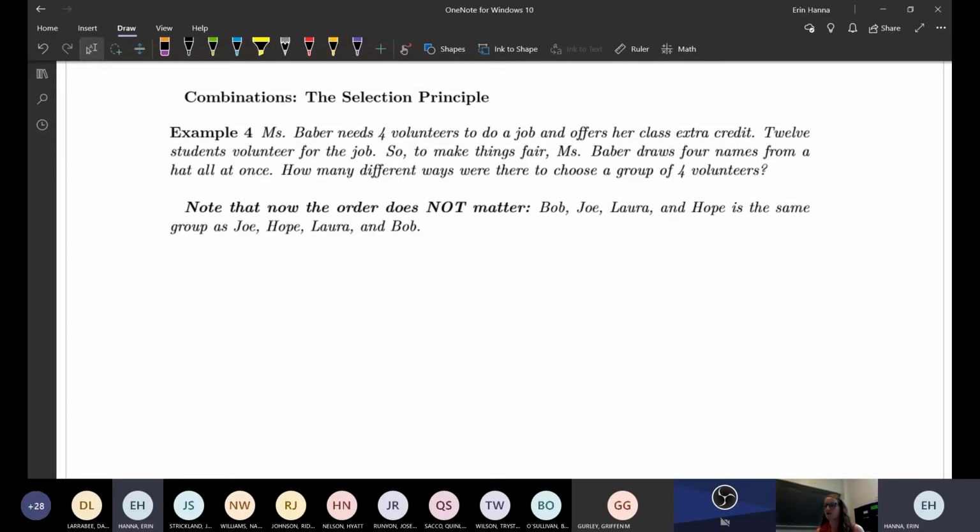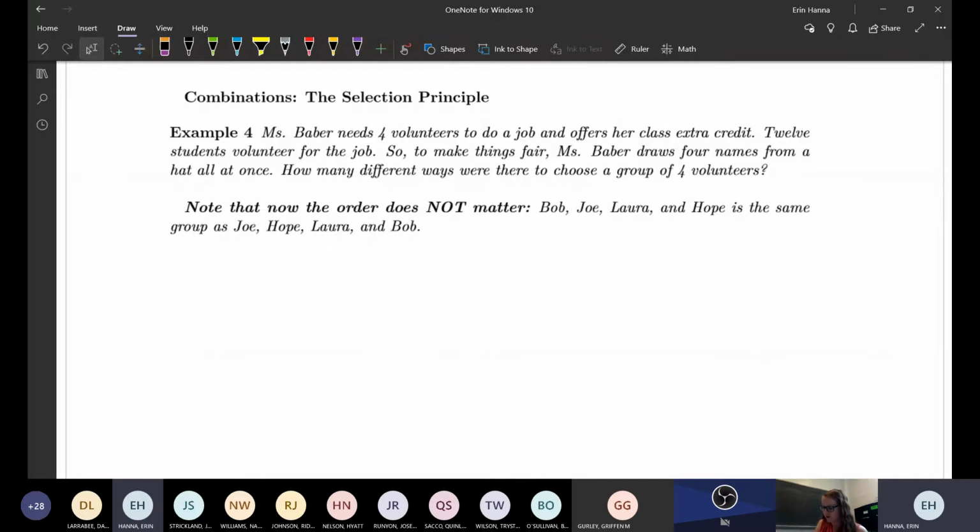So notice at this point, the order doesn't actually matter. If you have Bob, Joe, Laura, and Hope, it's the same as Joe, Hope, Laura, and Bob. You just need 4 people. They don't need to be in a specific order. So it's not going to be a full arrangement because in arrangements, the order matters. But in this case, it doesn't.